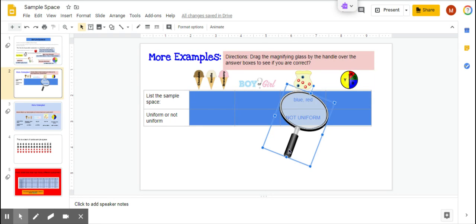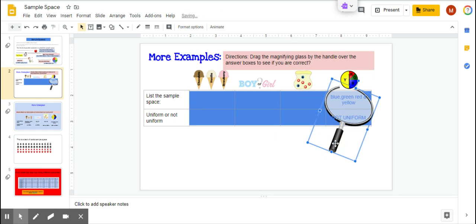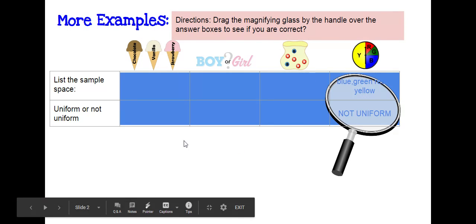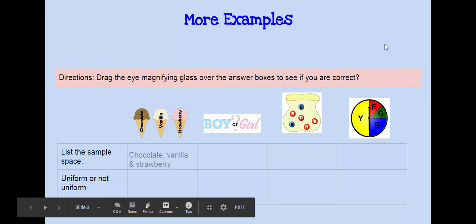Now, let's go to my spinner. What is my sample space? I'll give you a second to think of that. And then, is it uniform? Coming over, my sample space is blue, green, red, and yellow, and it is not uniform. So hopefully that clears up some things about what sample spaces are. So now we're going to continue.